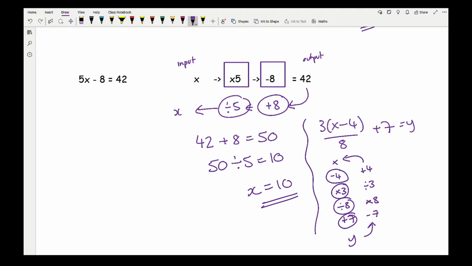Now this particular method works well when you think about rearranging the formula, which is another topic in algebra that you may get. So understanding this method is really good, but personally I wouldn't use this technique when solving particularly basic equations.